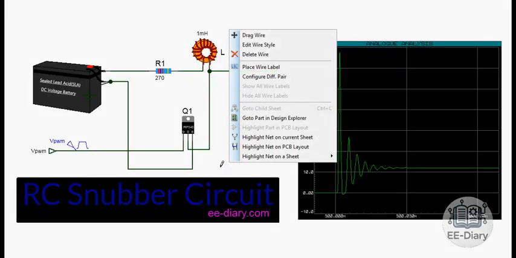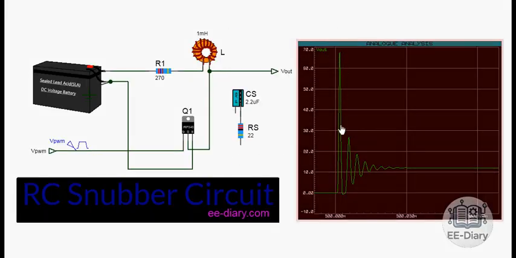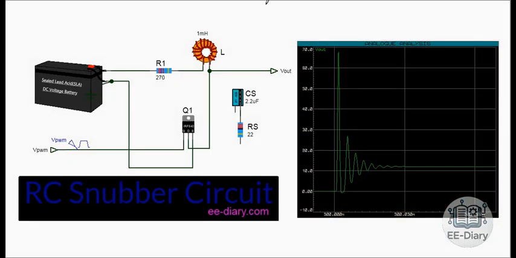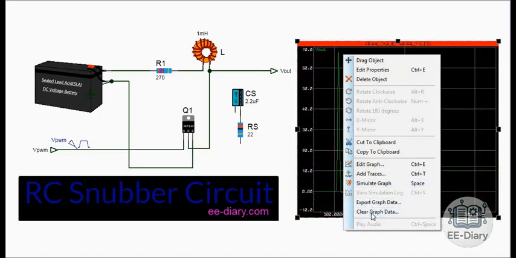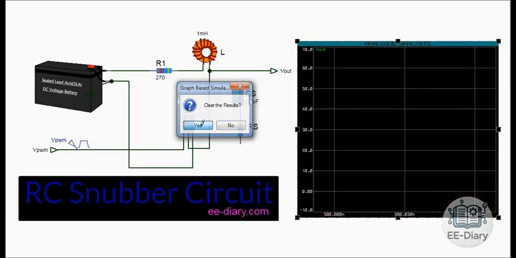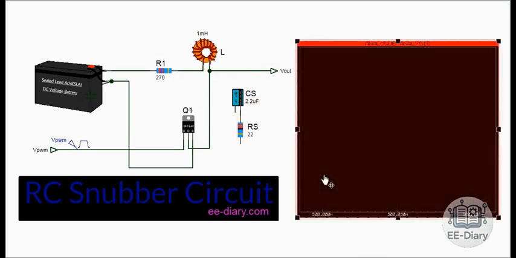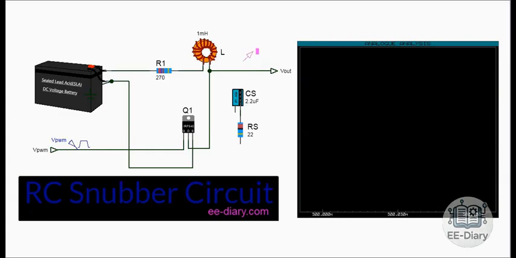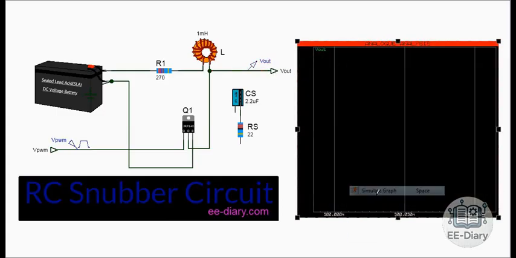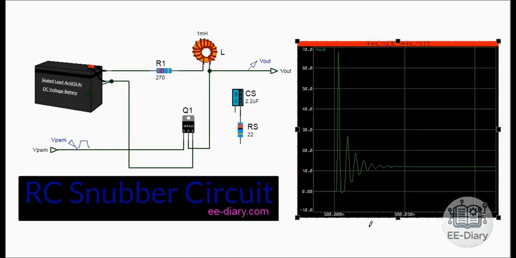Notice how the voltage spikes appear across the MOSFET during switching. These transients can exceed the MOSFET's rated voltage of 100 volts, potentially causing it to fail. Let's place a probe across the drain and source terminals and run the simulation. The graph shows voltage spikes exceeding 12 volts during switching. This happens because the energy stored in the inductor has no path to dissipate, leading to high transient voltages.